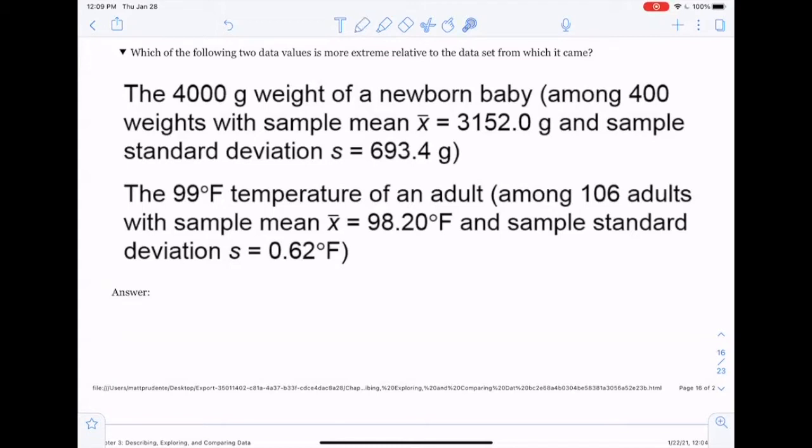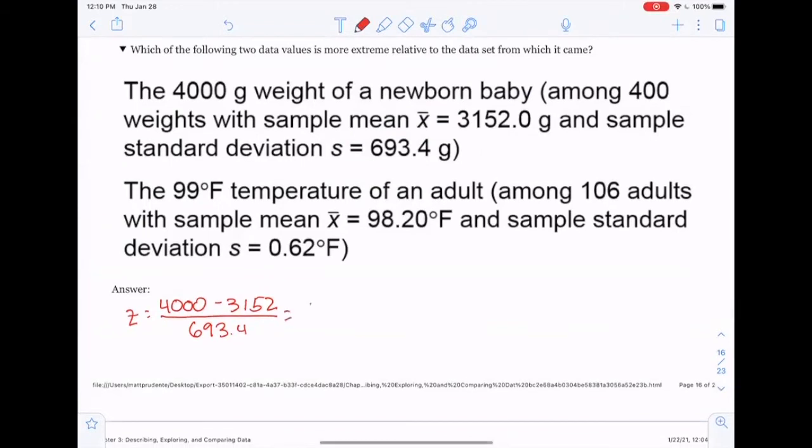So in this first situation, we have a 4,000 gram child. The mean weight we found to be 3,152 grams with a standard deviation of 693.4 grams. So we can just compute the z-score of that baby's birth weight: 4,000 grams minus 3,152, divided by 693.4. If we compute that, I'm going to get 1.22. That birth weight is almost 1.25 standard deviations away from the mean.